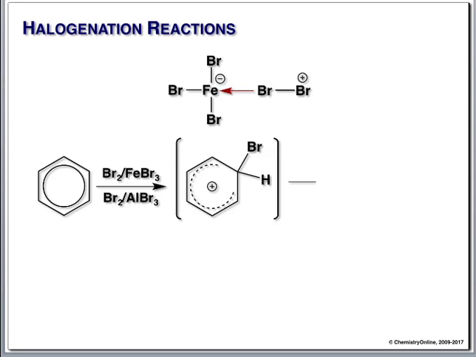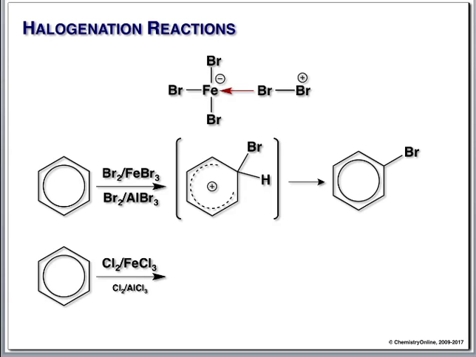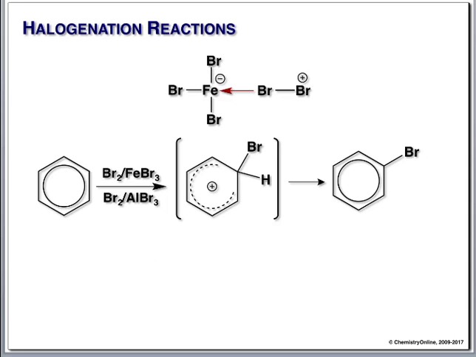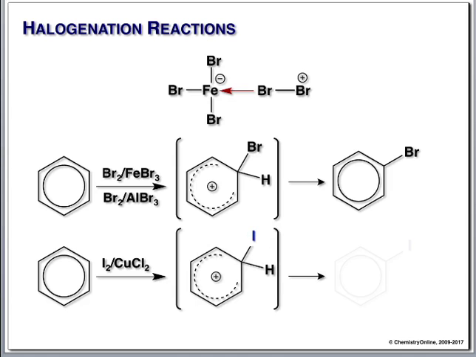You can also do chlorine with aluminum chloride or iron 3 chloride. Once again, the electrophilic addition product is simply just like this with the chlorine. Going to yank the hydrogen off and make the chlorobenzene. You can also put an iodine on, but with an iodine you have to cheat a little bit, because the iodine is so polarizable. To do an iodine, you have to use copper 2 chloride. That's the only catalyst that works. But again, it's the same addition intermediate, and you wind up with the iodobenzene. So for chlorine and bromine, just remember iron 3 or aluminum. For iodine, you're going to need copper 2 chloride.